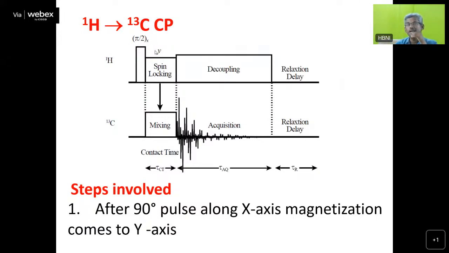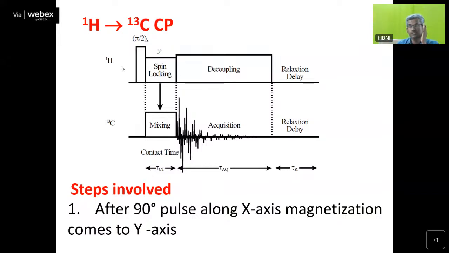So the moment you apply a 90-degree pulse along the x-axis, what happens? The applied magnetic field is along the z-axis, and you are applying a pulse along the x-axis. Then the resultant will be along the y-axis because it's a cross product, and the direction will be mutually perpendicular to the two axes. So the magnetization comes on the y-axis.